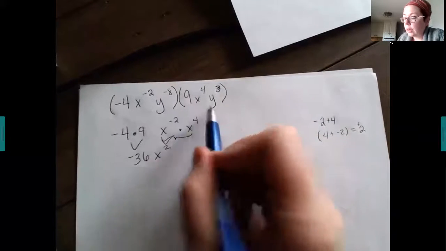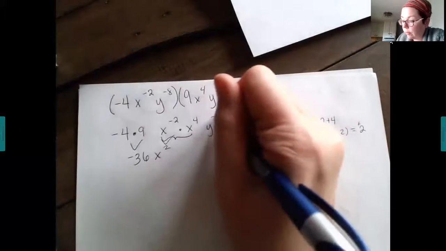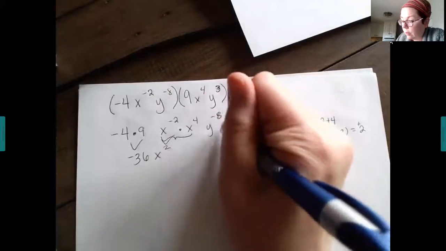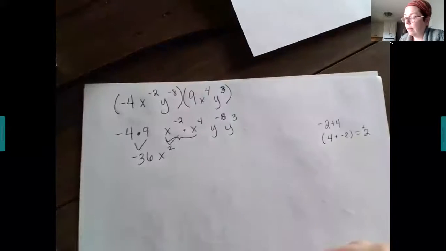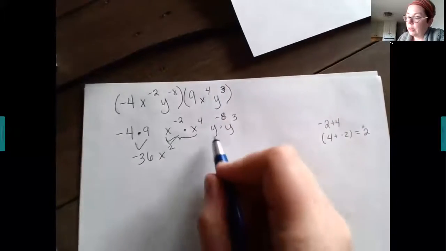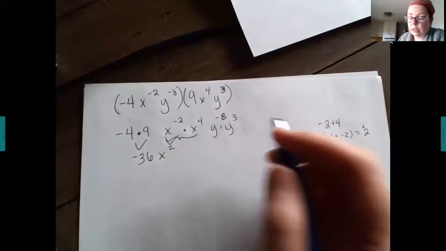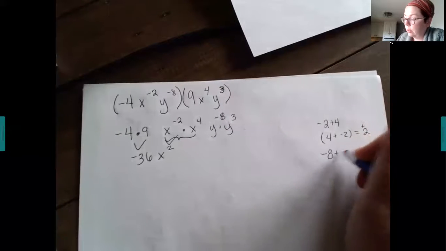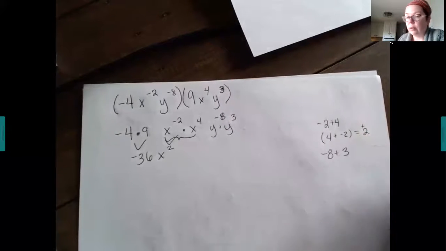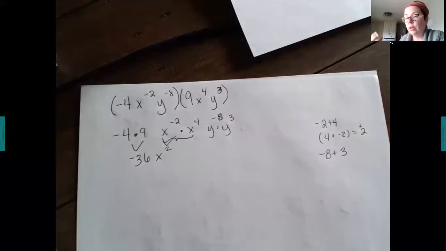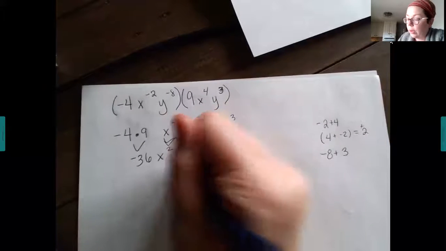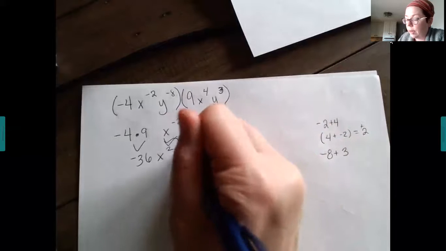When we look at the y's now, y to the -8, y to the 3rd. So we're multiplying these two bases. We're going to add these two exponents. So you're down 8 and you come up 3. It means that you're still in negative land. So y has an exponent of -5.